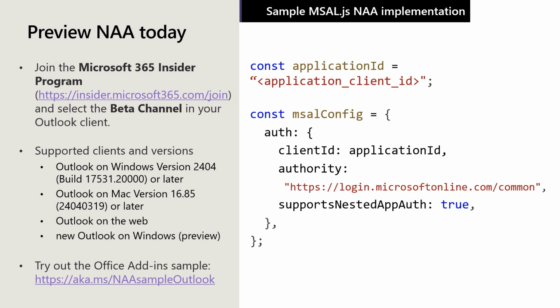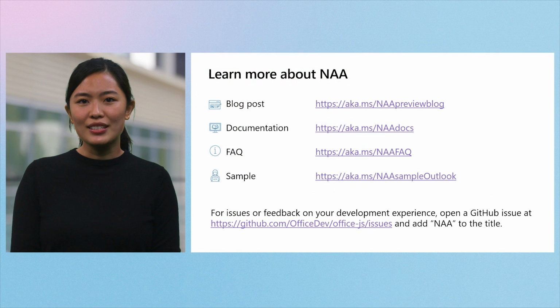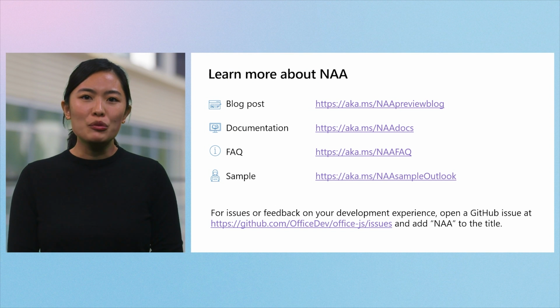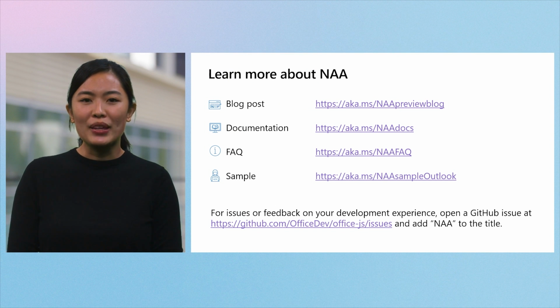Now that NAA is in preview, we invite you to start testing it today in supported versions of Outlook on Windows, on Mac, and on the web. To test NAA in your add-in, you must be a member of the Microsoft 365 Insider program and select the beta channel in your Outlook client. If you want to see NAA in action right away before creating your own add-in, check out the Office Add-ins NAA sample for Outlook at aka.ms/NAA sample Outlook.